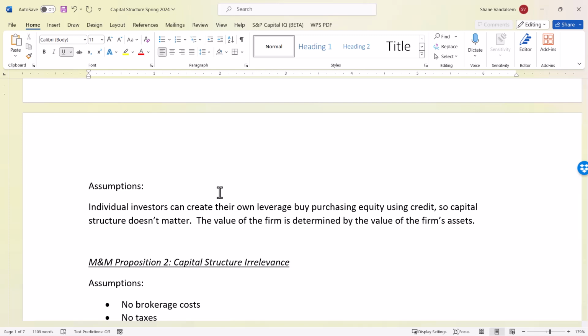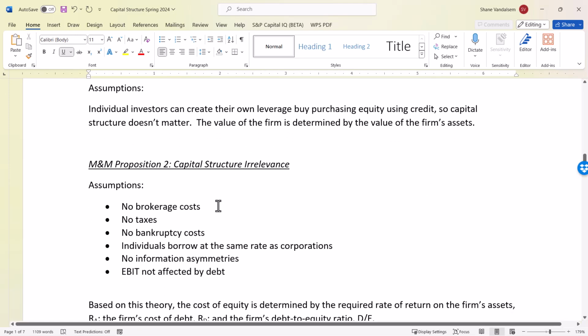And so what they said is that the value of the firm is determined by the value of the firm's assets. Capital structure doesn't matter because an investor can change the capital structure of the firm by taking on debt and using the debt to buy the stock in the firm. Their second proposition, M&M's second proposition, says that capital structure is irrelevant. And they said it's irrelevant if these assumptions hold true: there are no brokerage costs or commissions, no cost for trading stocks or bonds. There are no taxes. There's no bankruptcy cost. Individuals borrow at the same rate as corporations. No information asymmetries. And EBIT is not affected by debt.